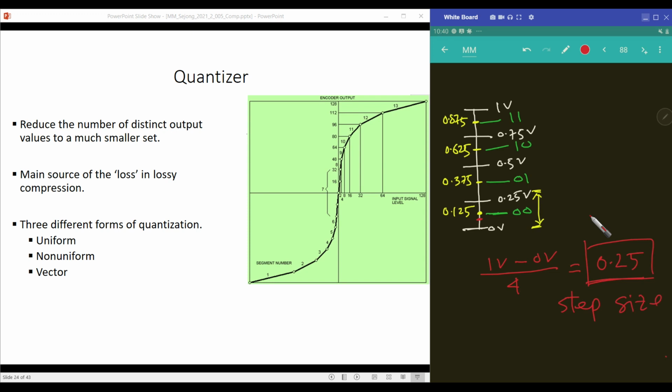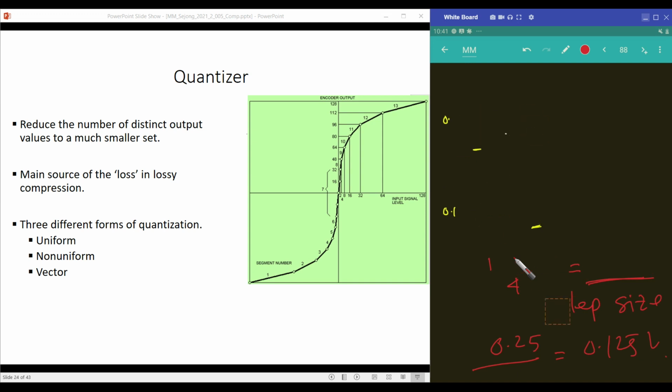Now, what is the worst quantization error for every sample possible? That is 0.25 divided by 2, which is 0.125 volt. So this 0.125 volt is the worst case situation, but generally this doesn't happen. Normally, most of our values remain somewhere around 0.125, 0.375, but some values coming from here, some values coming from here, those are extreme values. So this is called quantization error.